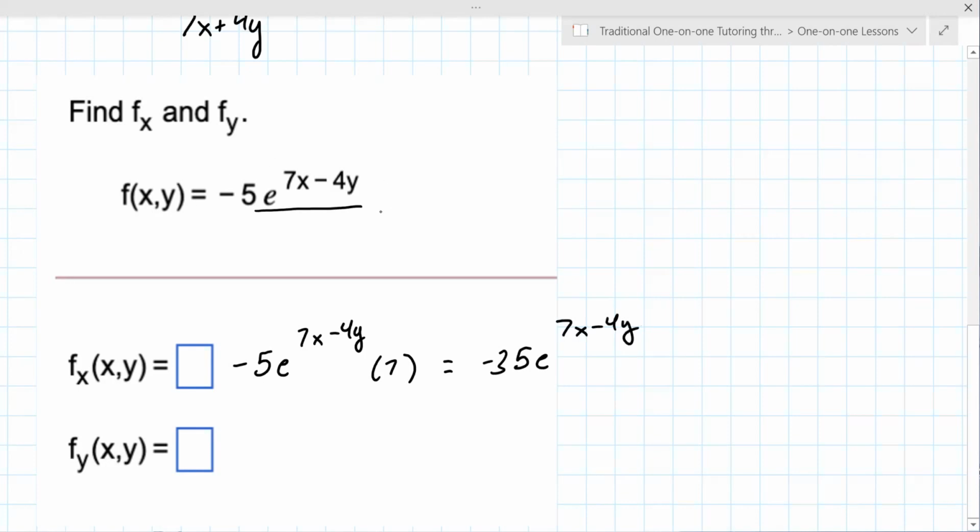Then the next one, you do the same thing. What you'll notice if you do a lot of these on your own is that there's a lot of overlap between them. The derivative now with respect to Y of this inside part is just negative 4, because you treat the X as a constant, and derivatives of constants are 0. So this is 20e^(7X minus 4Y).